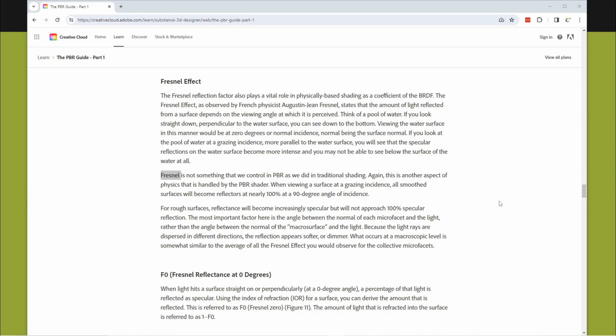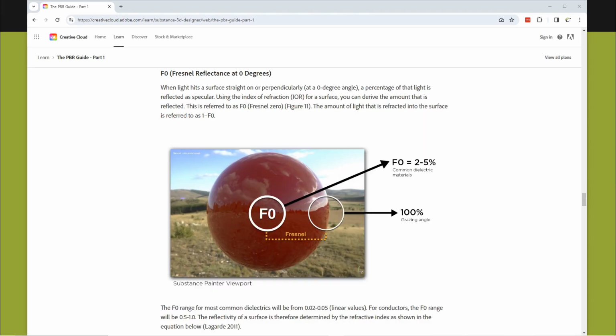This can be looked at as you're looking at a pool, for instance. If you look straight down into the pool, you can see the bottom of the pool. But if you step back from the pool and you start looking at it at an angle, you can start to see reflections at the surface of the water. This is the Fresnel effect.